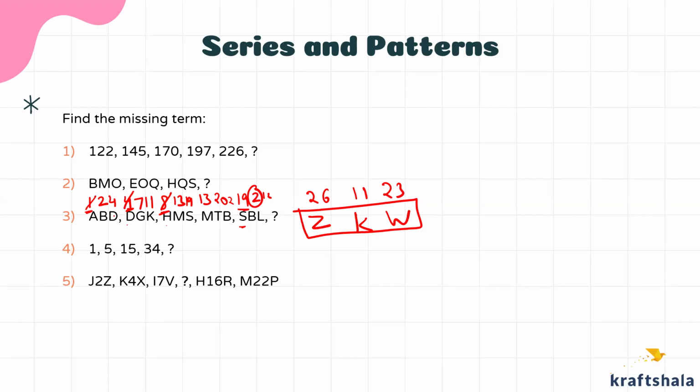And for the last letter also, it is following the similar pattern. So it's like plus 7, then plus 8, then difference is plus 9, then plus 10. So it should be plus 11. So 12 plus 11 is 23 and 23rd letter is W. Right. Perfect. Try the fourth one now.